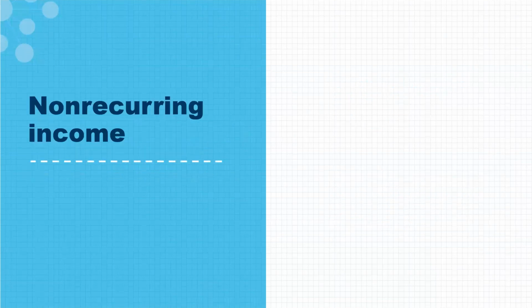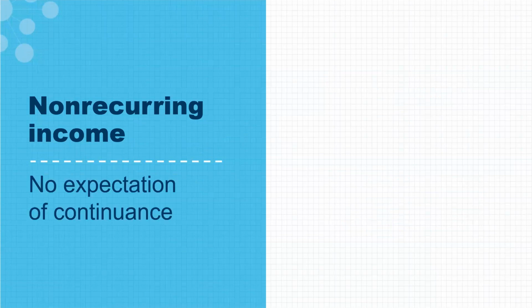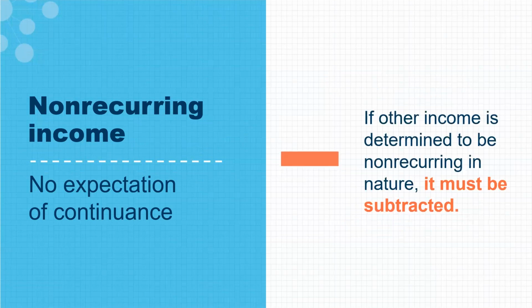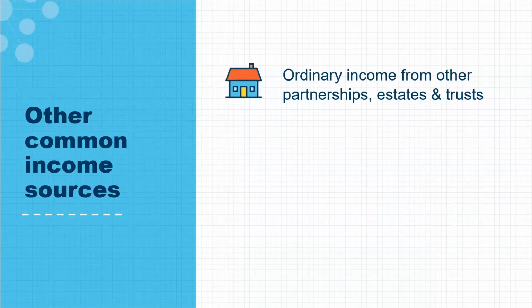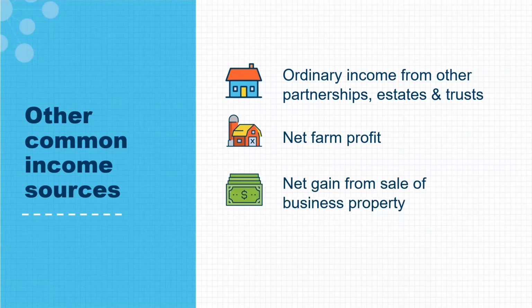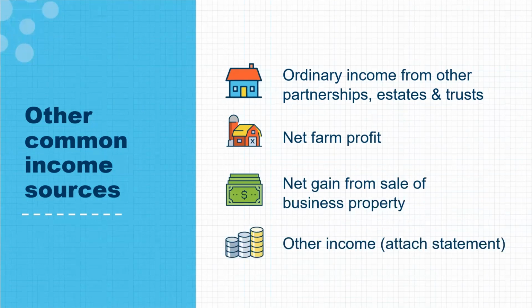When we encounter other income and we determine that there is no expectation of continuance, or perhaps we don't need this income and we don't want to explore it further, then it must be subtracted. Common other income sources are ordinary income from other partnerships, estates, and trusts, net farm profit, net gain from the sale of business property, or other income that will be identified on an attached statement.